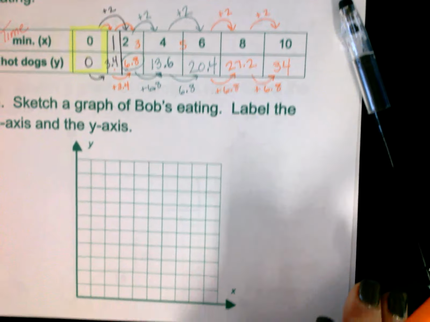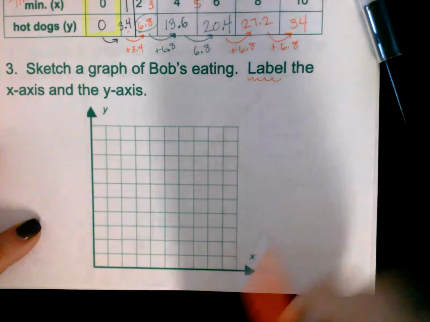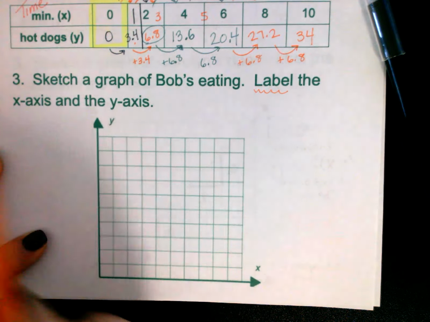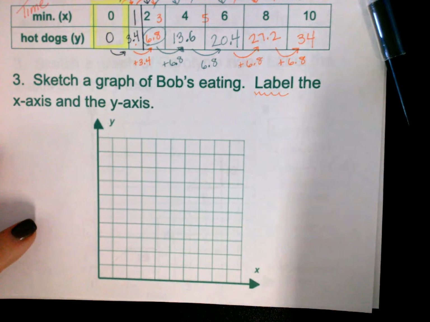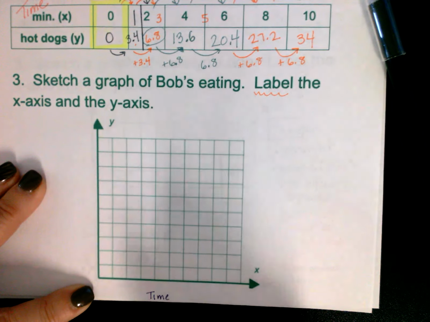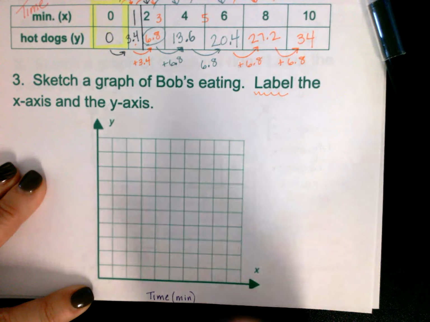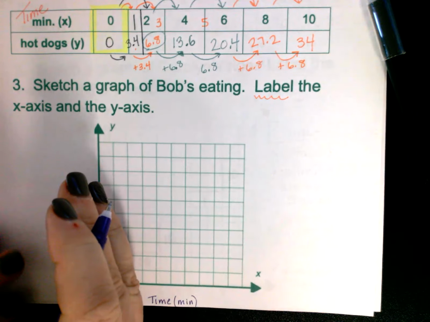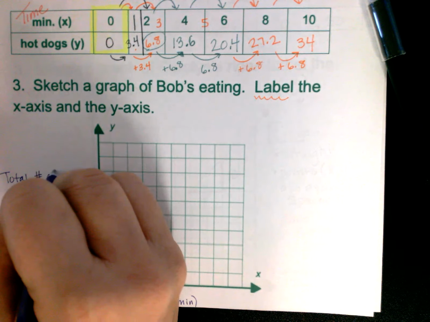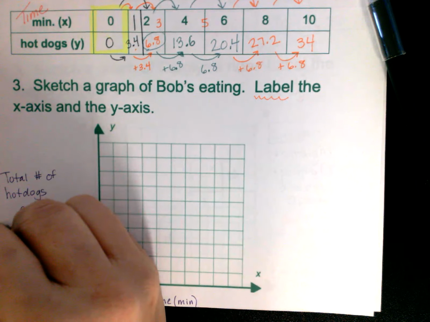All right, let's look at our graphs. We're going to need to set them up. We have to label the X and Y. Remember, the table always kind of helps us know what to write on the X and the Y axis. So again, on the bottom, we're going to have the word time. This time it was in minutes. Over on the Y, it talked about total number of hot dogs eaten.